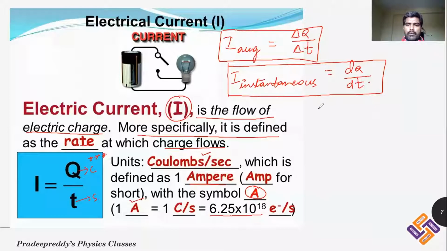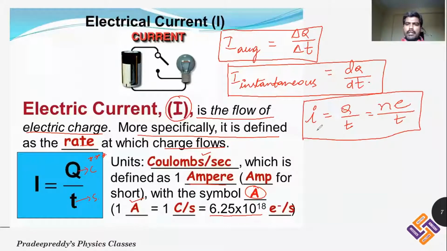And we have one more equation. As we know, I is equal to total charge transferred divided by time taken. And total charge transferred, Q, can be written as the number of electrons transferred times the charge of each electron. This is one more definition for electric current: I is equal to NE divided by T. So these are the three important equations which give you the definition of electric current.